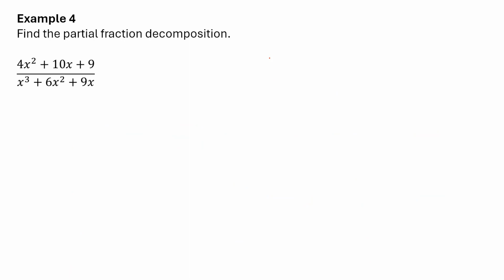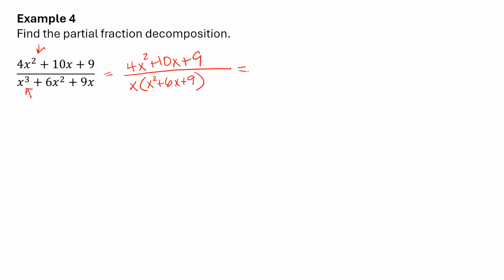All right, so we're going to find the partial fraction decomposition of this one. And again, we're going to check before we start to make sure that the degree of the numerator is less than the degree of the denominator, and it is. And then we're going to factor the denominator. So we've got the denominator here. We're going to factor out an x, because that's the only thing we can factor out. So x squared plus 6x plus 9. And so the numerator just is what it is.